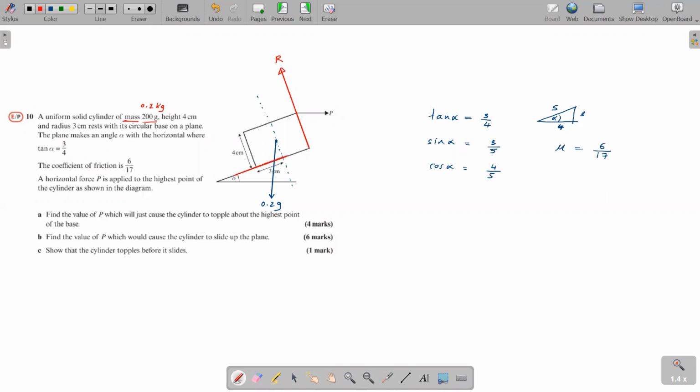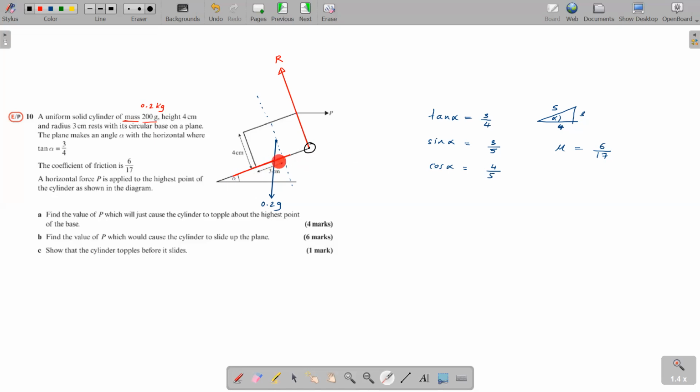Since I'm marking friction on this particular plane, I'm going to consider moments about the point of toppling. If I consider moments about the point of toppling, guys, friction won't affect us, because the line of action of friction will pass through this particular point. So we are going to consider moments to try to find the value of P. The direction of friction won't make an impact whether it's moving up or down.